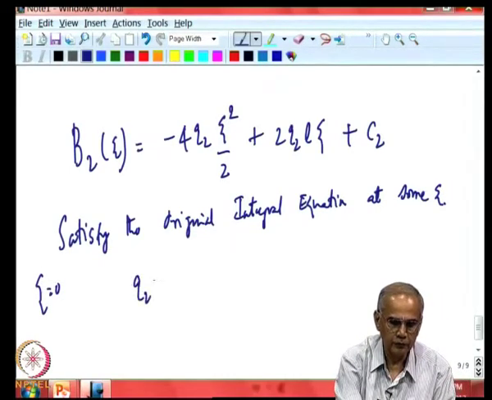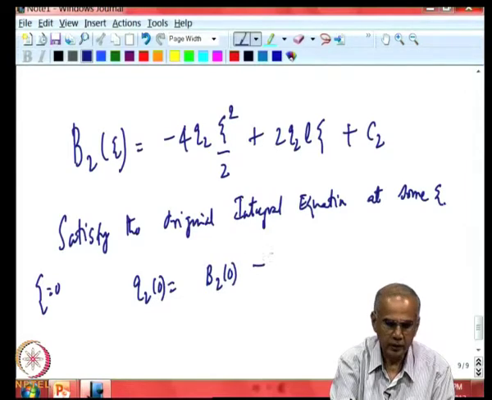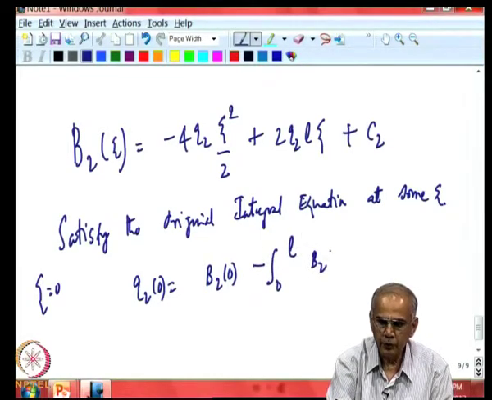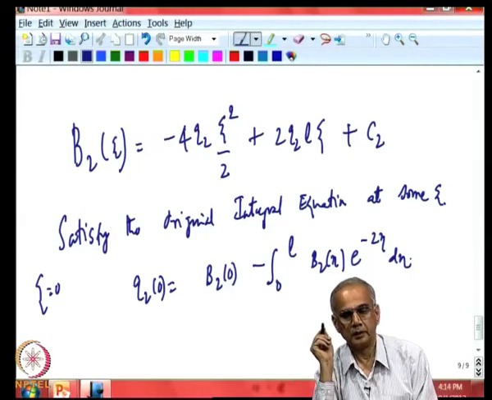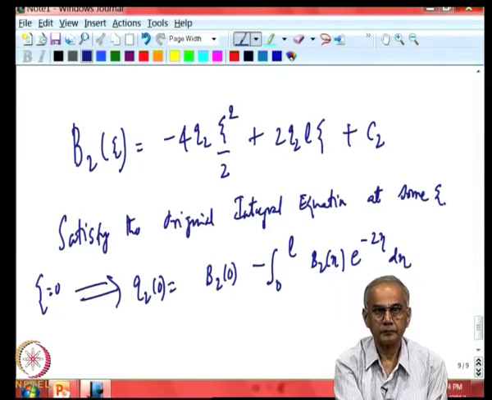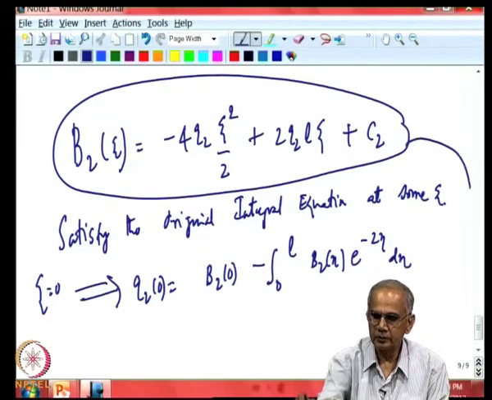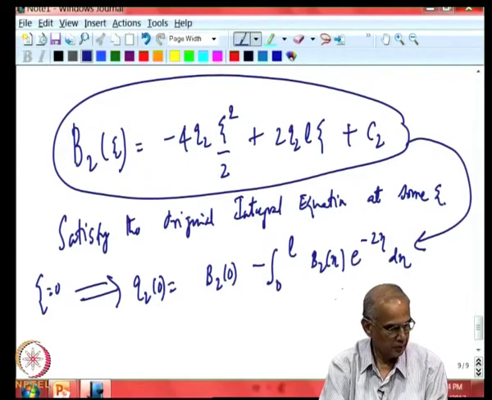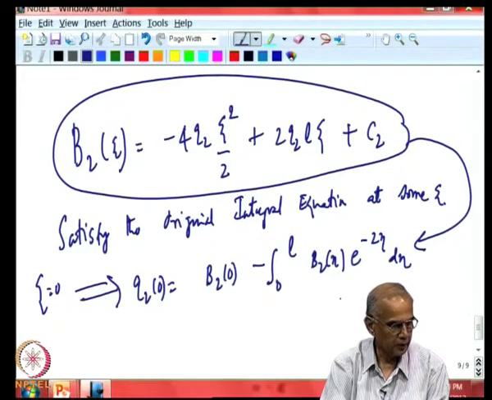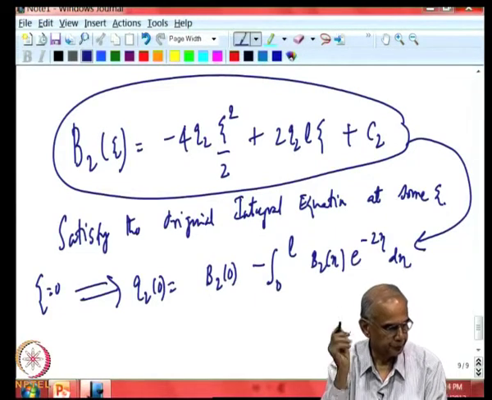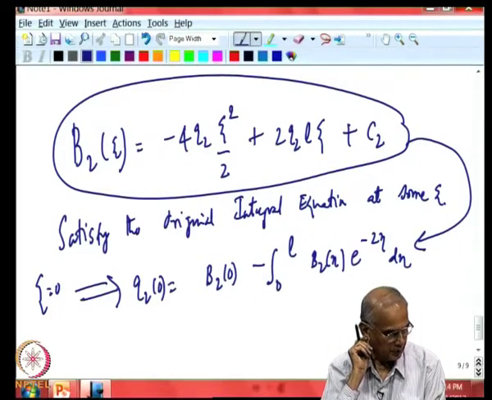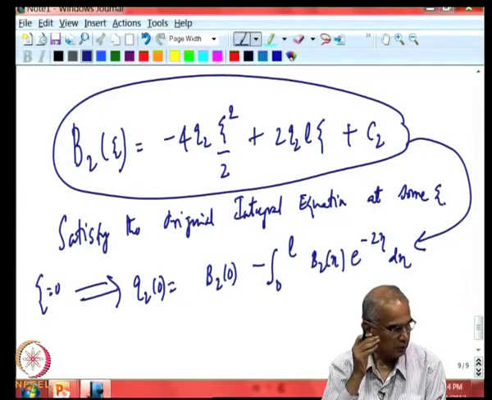So, we know that q2 of 0 has to be equal to B2 of 0 minus integral 0 to L B2 of eta e to the power minus 2 eta d eta, at psi equals 0. So, now you plug this expression into this integral, integrate, and when you do that, you will get the expression for B2 of 0. That is c2. You will get the expression for c2, and that concludes the problem that we need to solve.